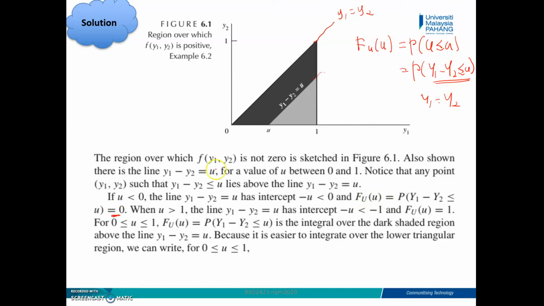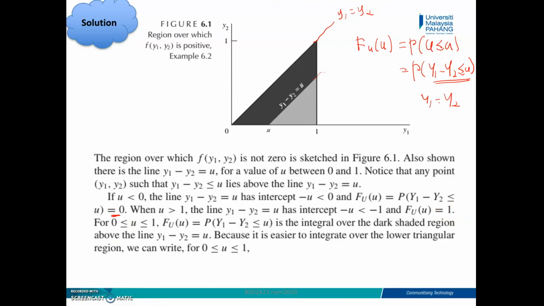Okay, but when u is greater than 1, let's say 2, this line will give you an intercept of negative u, less than negative 1. So based on this, you will get the distribution function of u equal to 1.